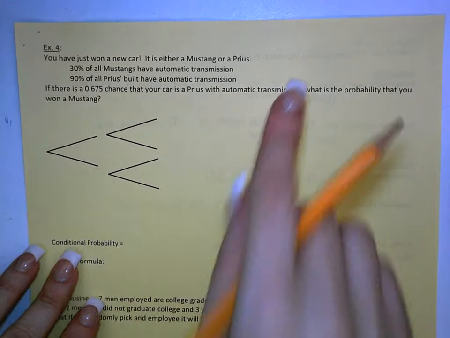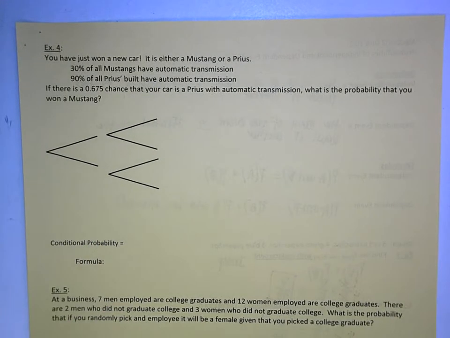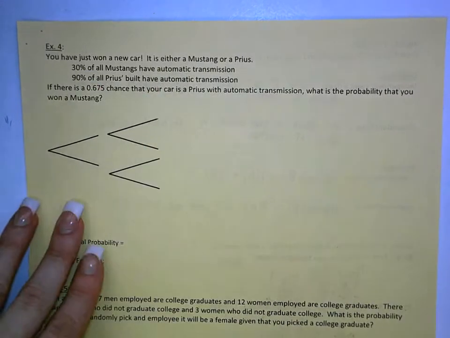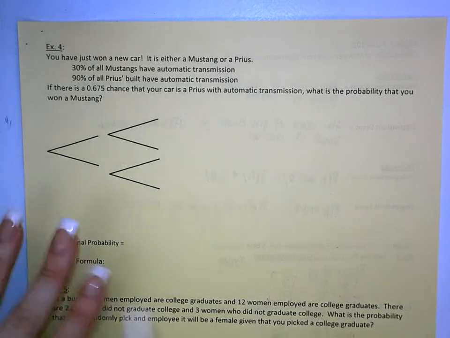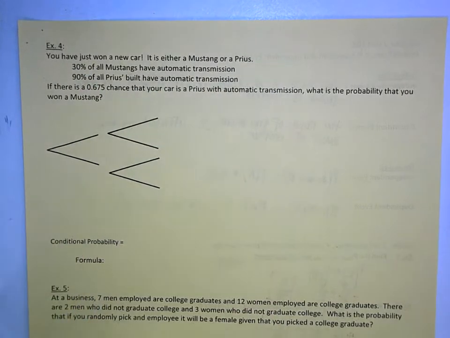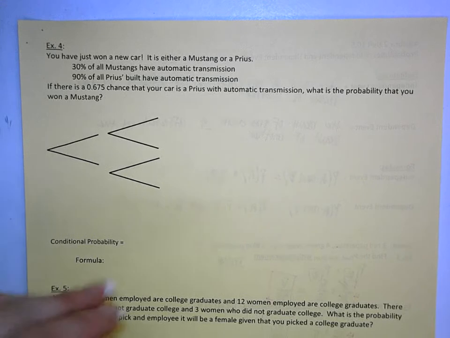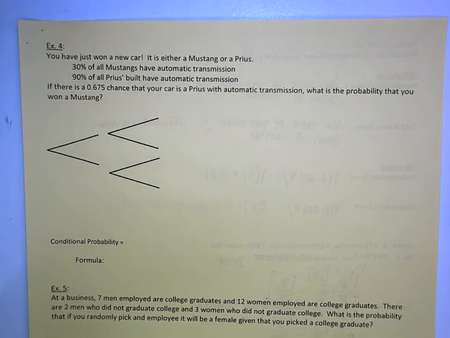It's either a Mustang or a Prius. Yay! Wait, okay, what model of Mustang? I don't know. So you know, because you watch The Price is Right a lot and you're really into these cars and you really want to win one, you just know 30% of all Mustangs have automatic transmission. 90% of all Priuses built have automatic transmission. Is this true? I have no idea. I made it up. Okay, but just go with it.